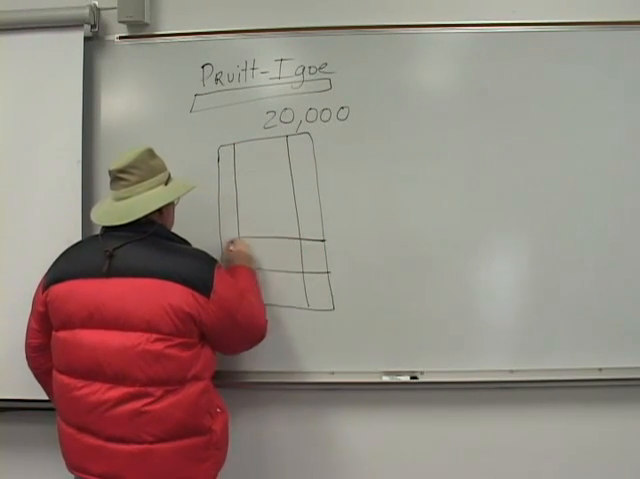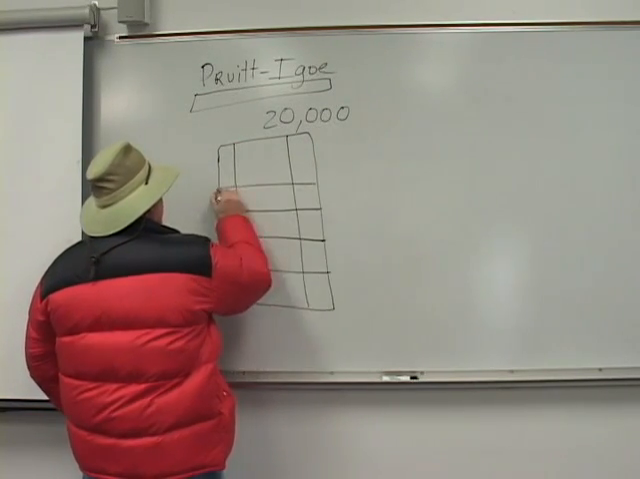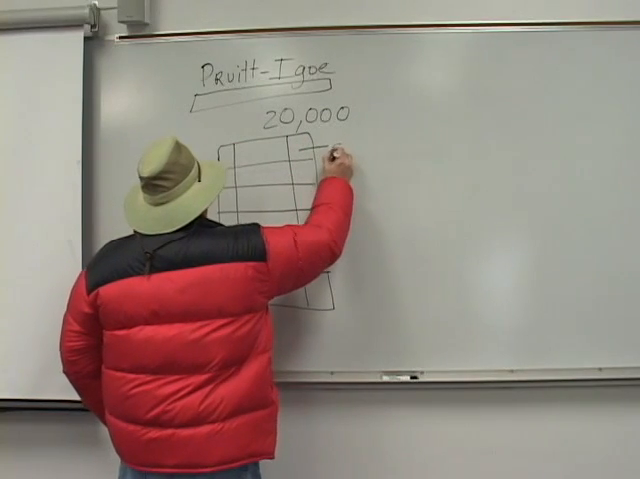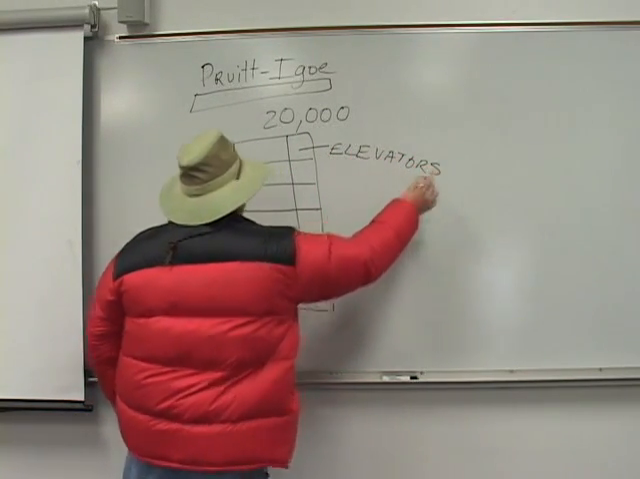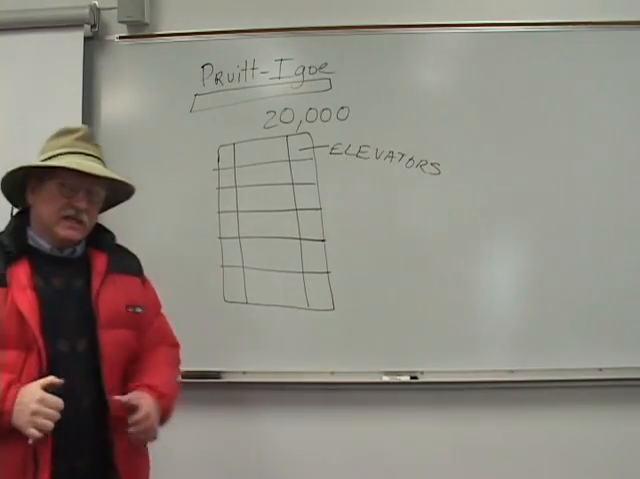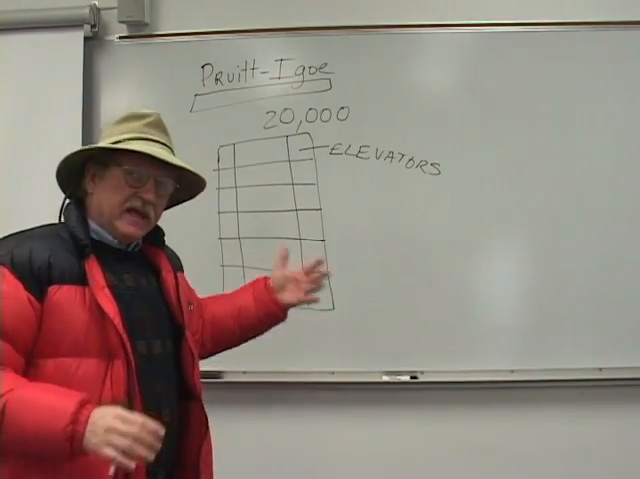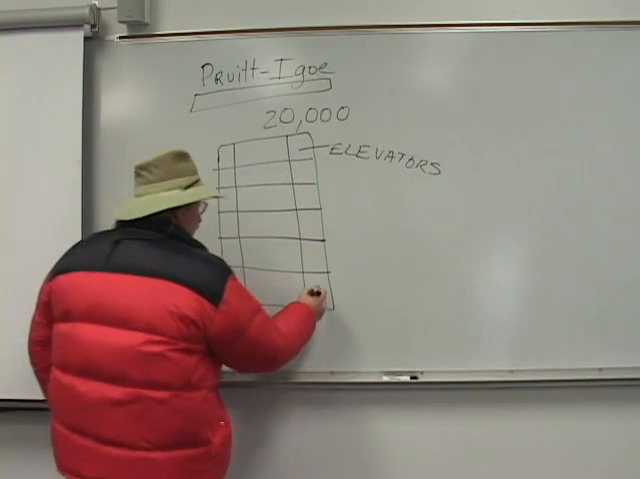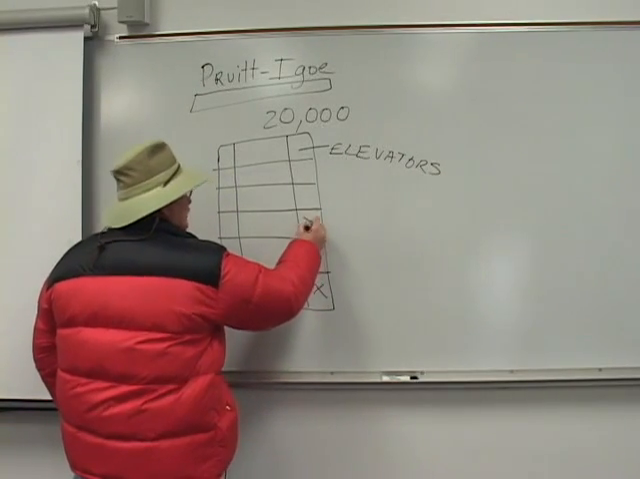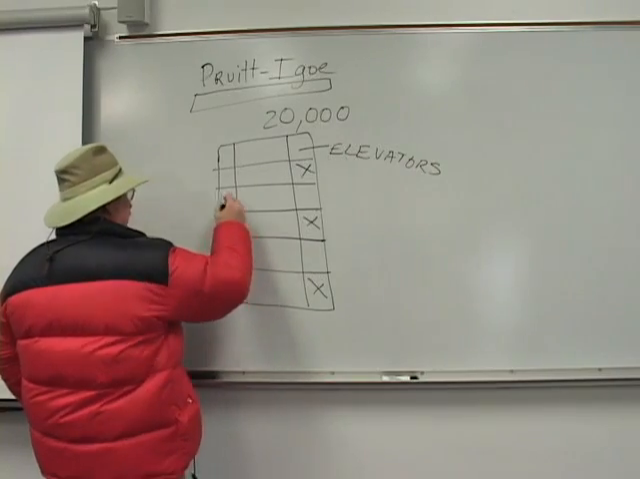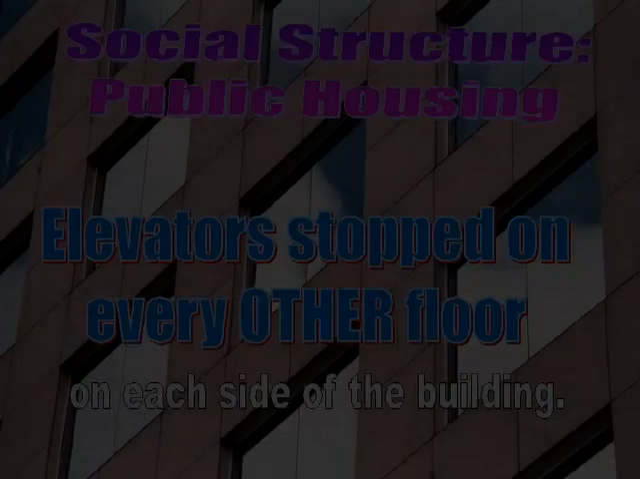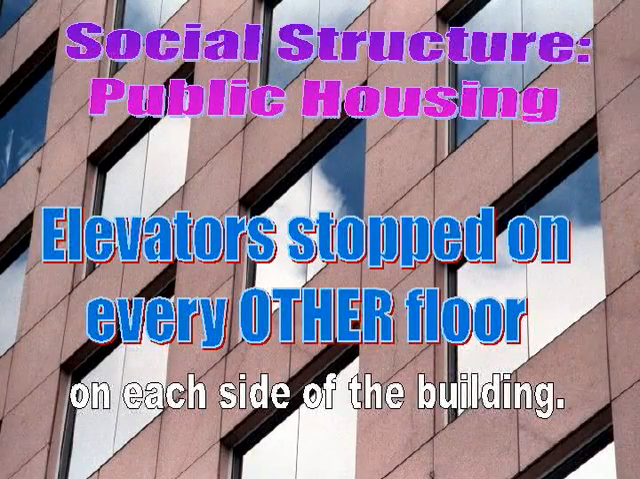What I'm drawing here are the floors, and on either end of the building were the elevators. Now, by code in normal buildings, the elevator stops on every floor. They got special permission to build this so that this elevator stopped on this floor, and this floor, and this elevator stopped obviously on the first, second, fourth, and sixth floors. Now, what does that do to social structure?